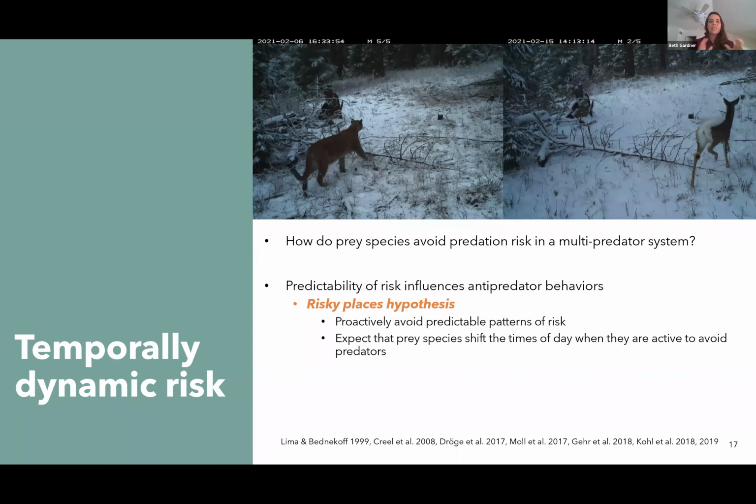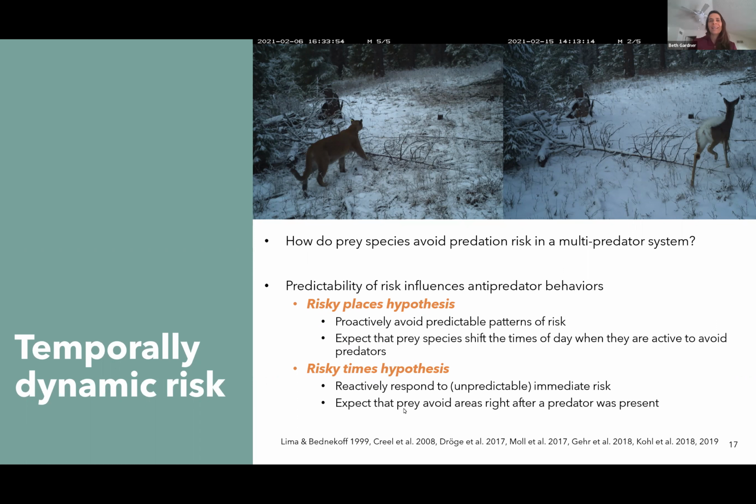So we had two essential hypotheses. One is risky places. In this case, if an area is high risk, with a lot of predators, or that we know they're there, or the terrain is likely to be where they're hunting, we expect that the prey would proactively avoid those areas. So in this case, we expected prey species to shift the time of day they might be active to avoid predators.